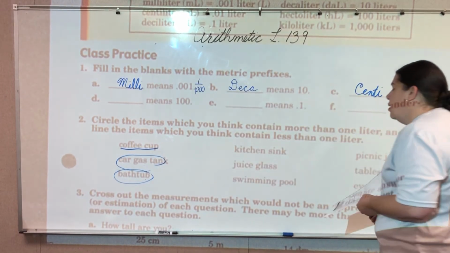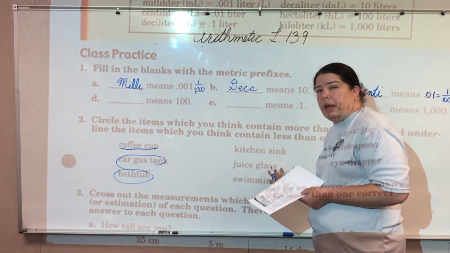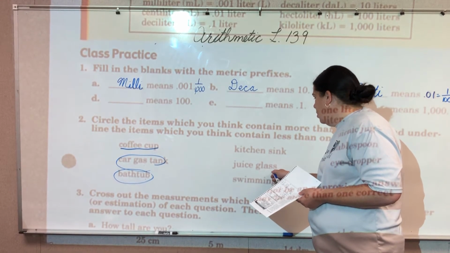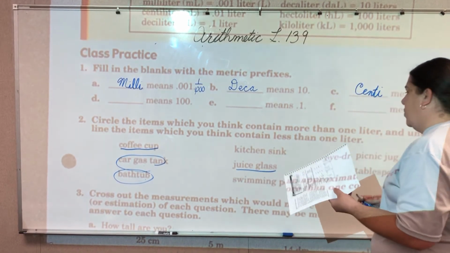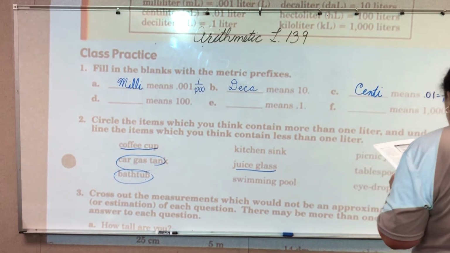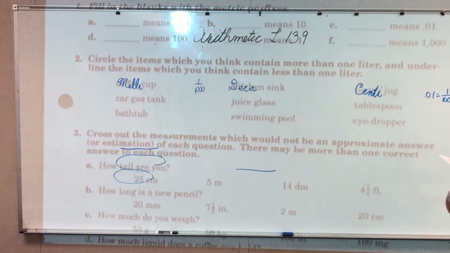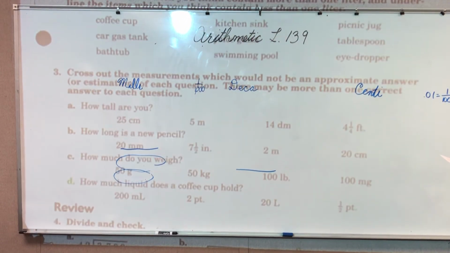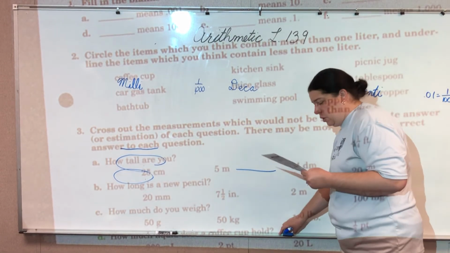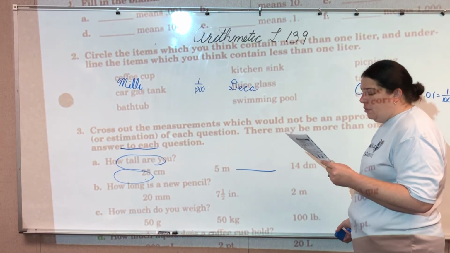Okay? One more. How about a glass of juice? Is it more or less? Less is correct, so you're going to underline it. Less than. Okay? The next section says cross out the measurements which would not be an approximate answer. So there may be more than one correct answer.